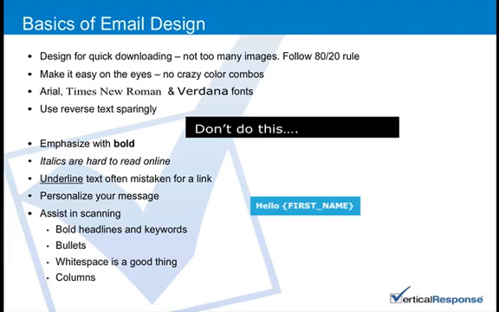Bold the keywords. Use bullets. Again, bullets draw the eye to that part of the email, so you'll be able to get across specific information if you use bullets. White space is your friend. It may not look as pretty, but it makes it easier to read your email. And using columns will also help with that as well.